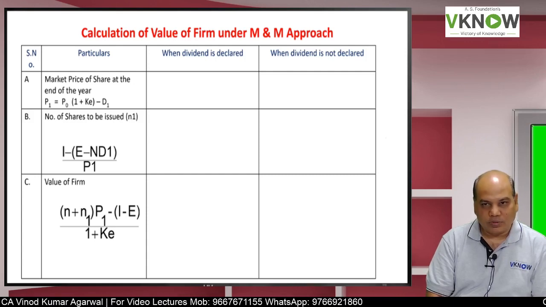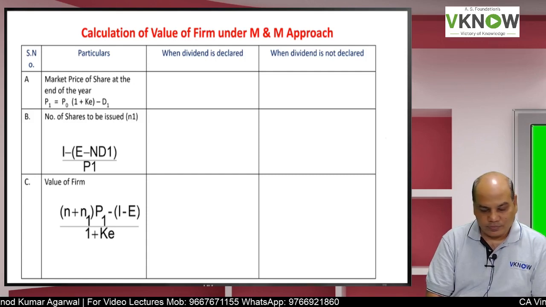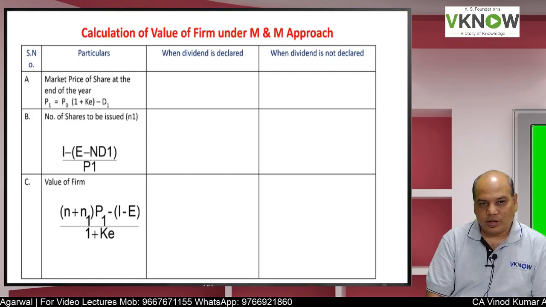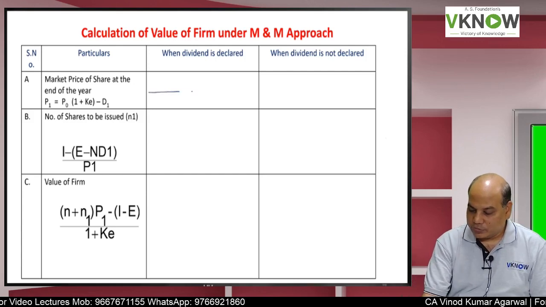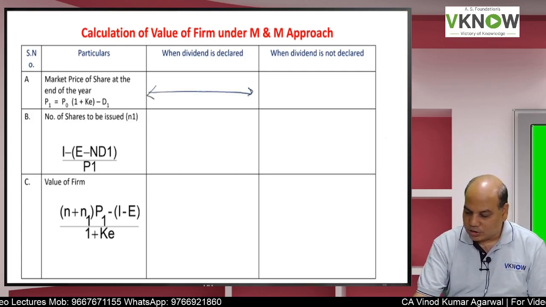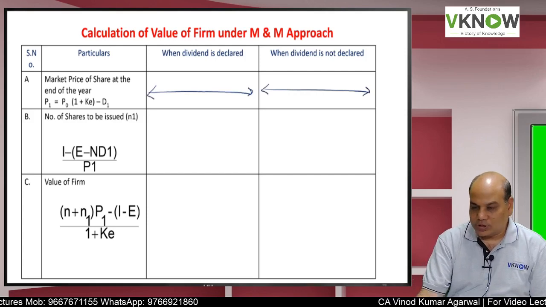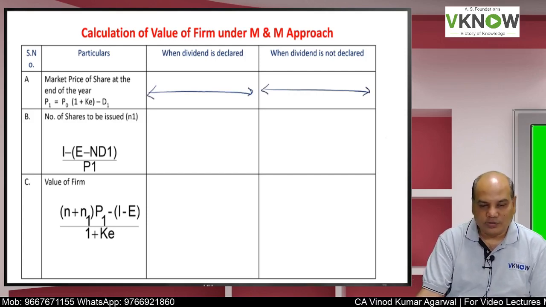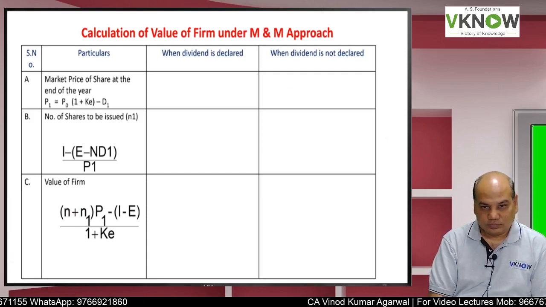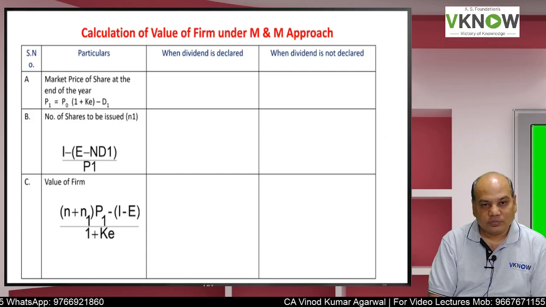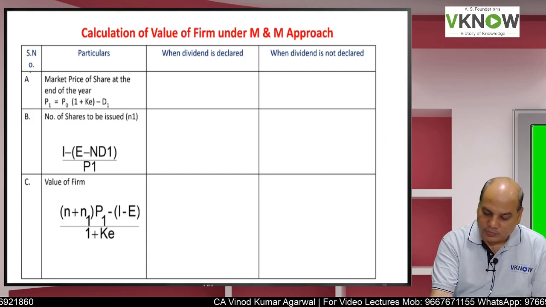Please write down serial number, particulars, when dividend is declared, when dividend is not declared. Keep around 2.5 inch blank in the column because some calculations are lengthy. If you can keep more space, you can write easily, nicely. The institute can also understand. And it will save time. You will not have to write the same formula 2 times. First, one by one we will solve.